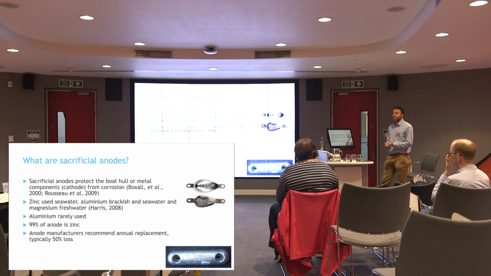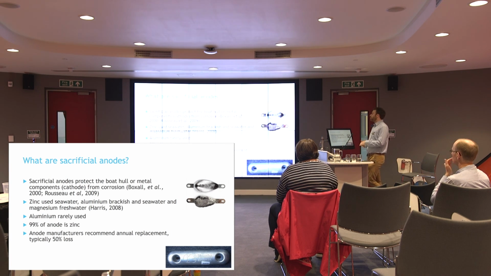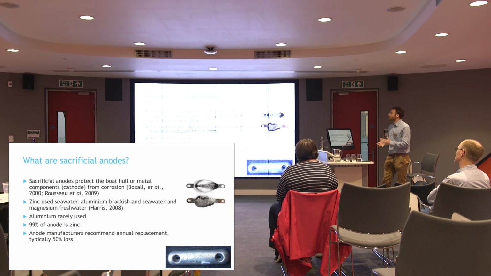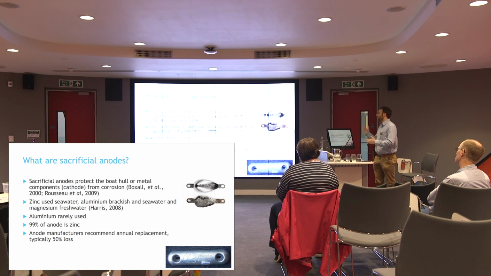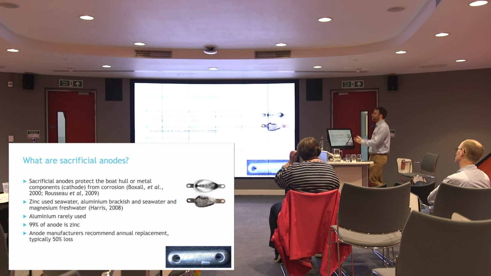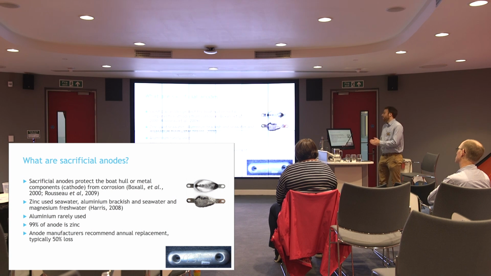Okay, for those of you who don't know what sacrificial anodes are, they are essentially a piece of metal which connects to the cathode, which is the boat's hull or propeller, and protects it from corrosion. The anode corrodes, and in the process protects the hull. This is done by selecting a metal which is low in what's called the galvanic series, and metals low in the galvanic series will always protect the one above it in the series.